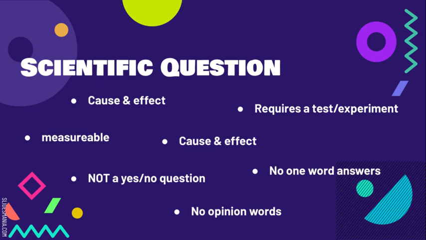So take a minute, pause here if you need to, elaborate on what cause and effect is. Don't just write cause and effect. Don't just write measurable. Make sure you understand what that is. When it says requires a test or an experiment, don't just write that down. Make sure you understand it. Just because you've written it down doesn't mean it's transferring into your brain and you're remembering it. Okay, so jot a couple of these notes down.